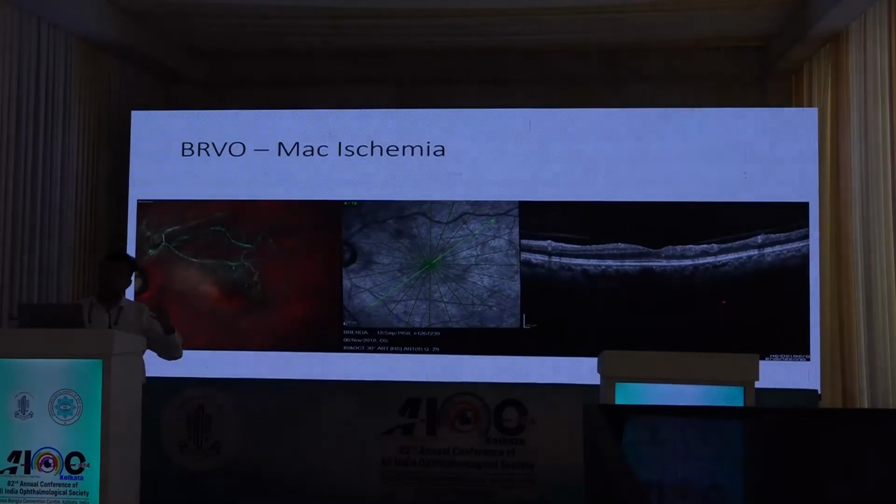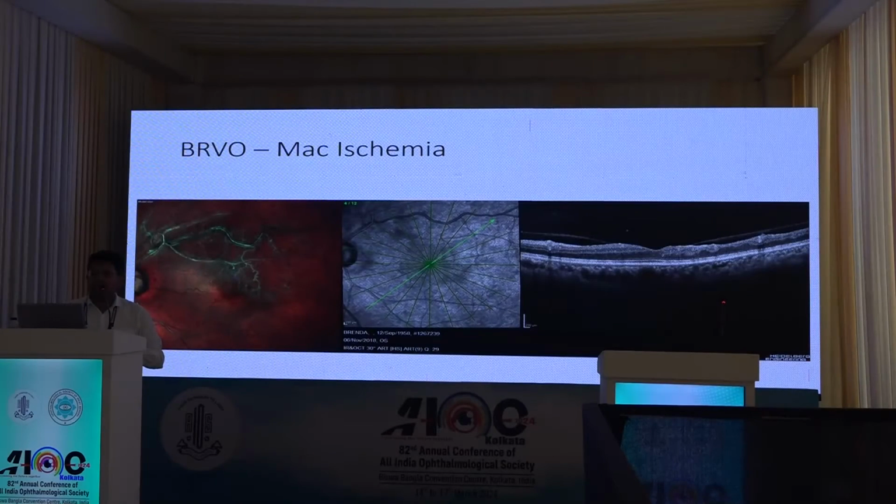Now let's look at the second common disease which comes to our practice, and this is called BRVO, or branch retinal vein occlusion.